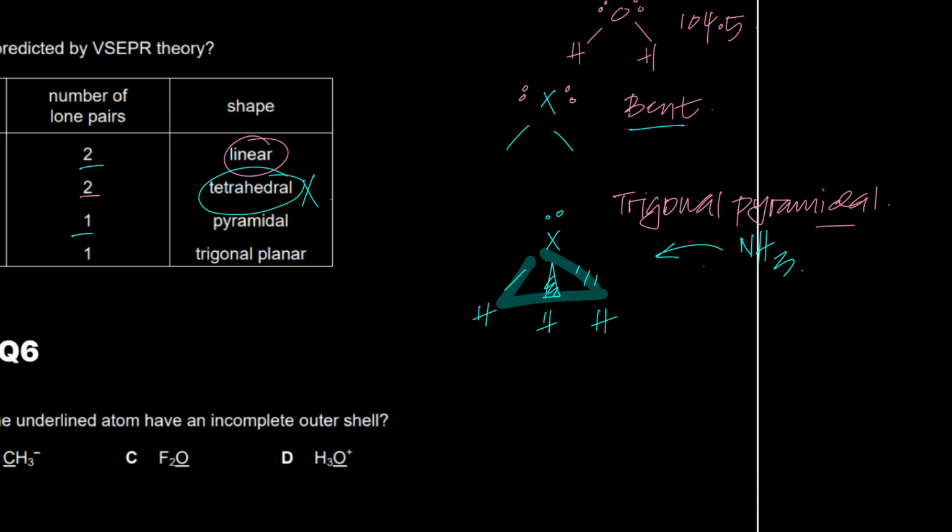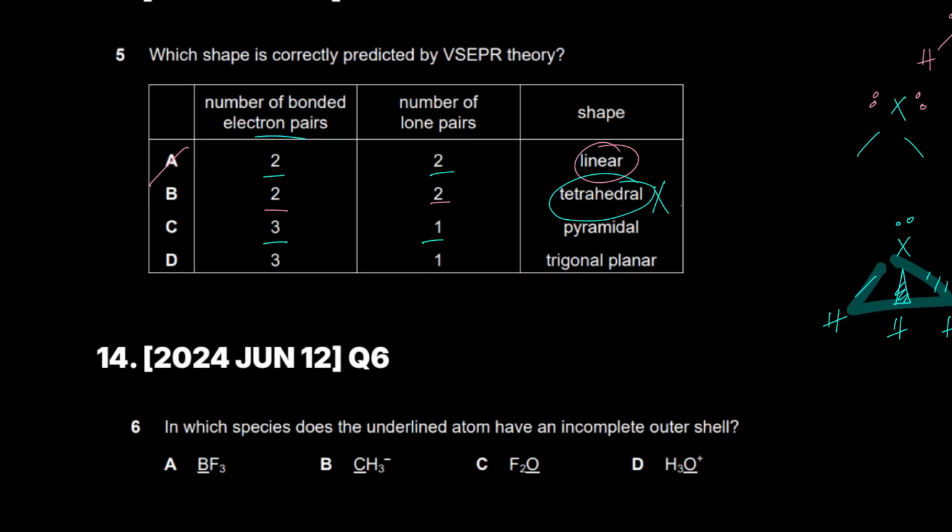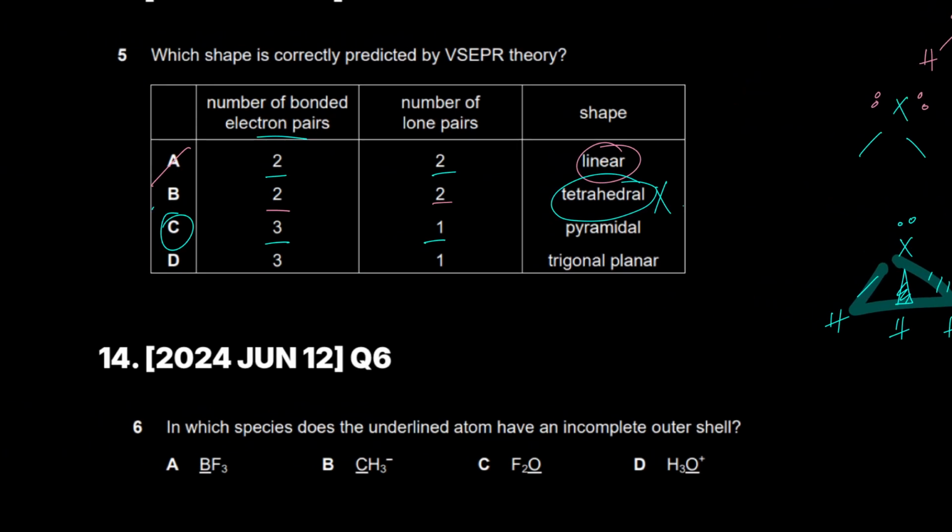And what's the bond angle, guys? Well, if it was tetrahedral, it would be 109.5, but now it has been reduced to 107. So that's the bond angle, 107, and it is pyramidal. Absolutely, C is correct. Let's look at this D stuff.